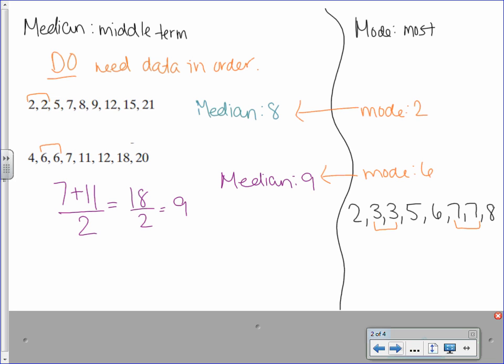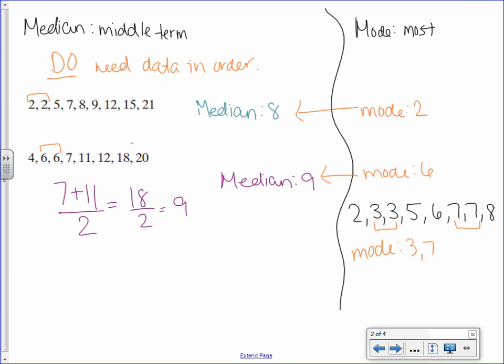In this case, you're gonna have 2 modes. Okay, it's like 3 and 7 are both tied for first place. They both happen twice. Okay, so you can't just get rid of it. So the mode for this data would be 3 and it would be 7. All right, they're tied for first. I think that's all I got on this page.